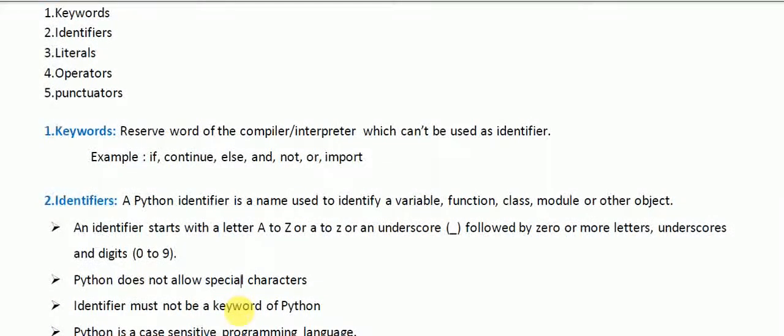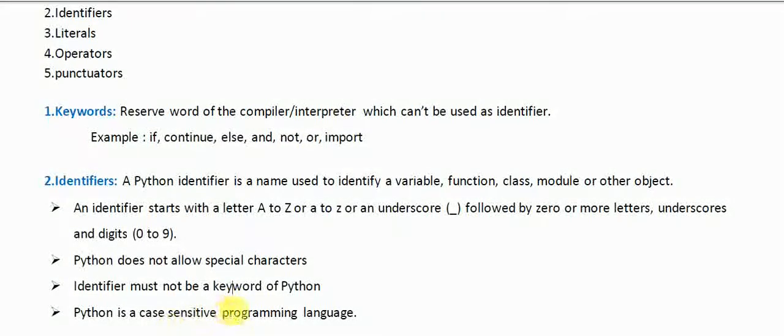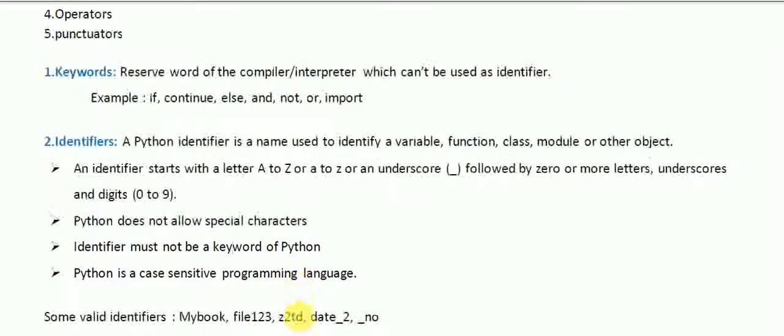Next, identifiers must not be a keyword. The keywords in the compiler, like if, continue, else, not, cannot be the name of an identifier. You cannot name a variable if. Then next, Python is a case sensitive programming language. Once you declare an identifier, its case must be used as it is.